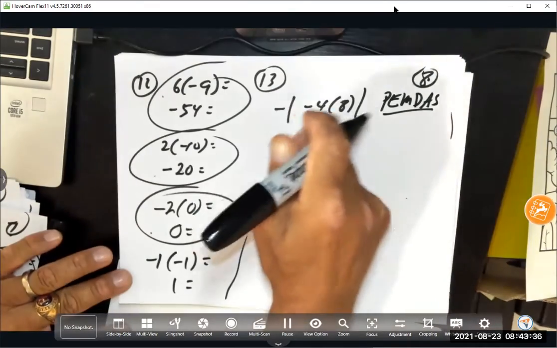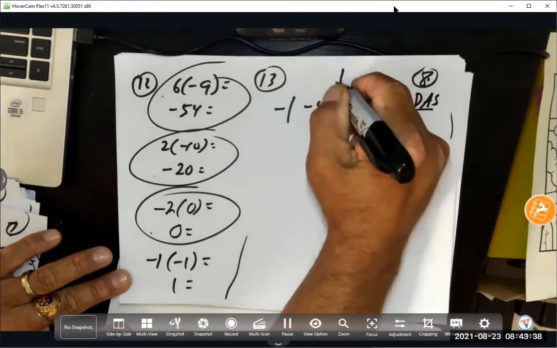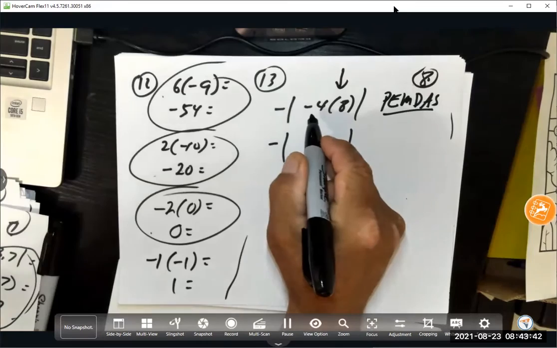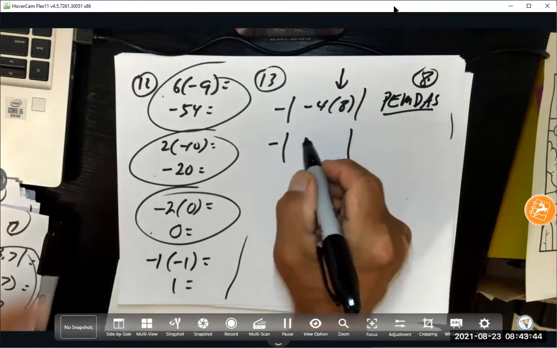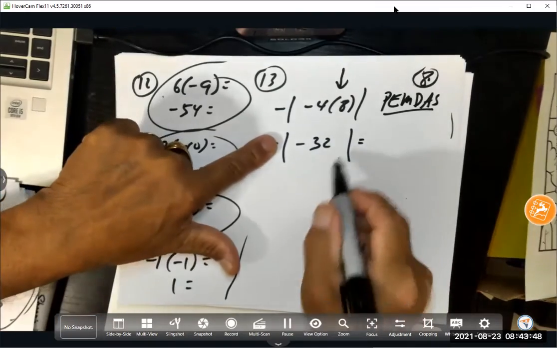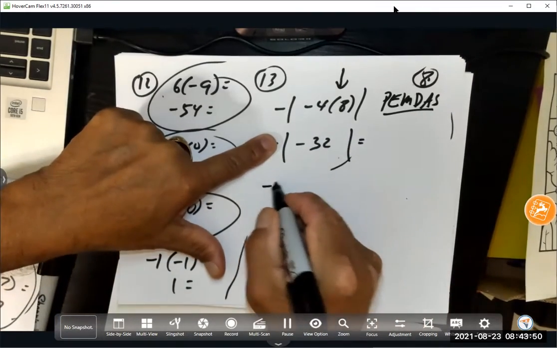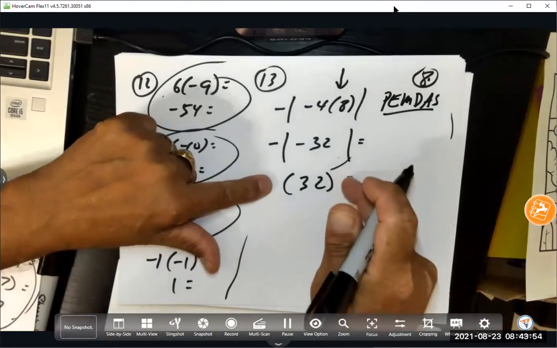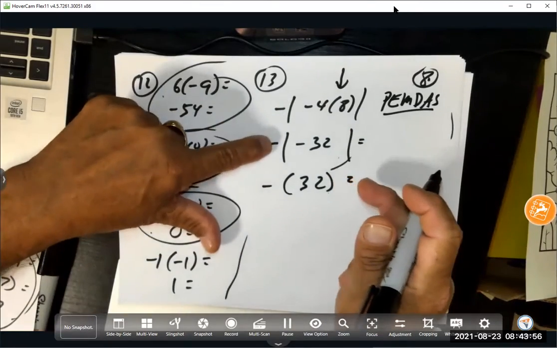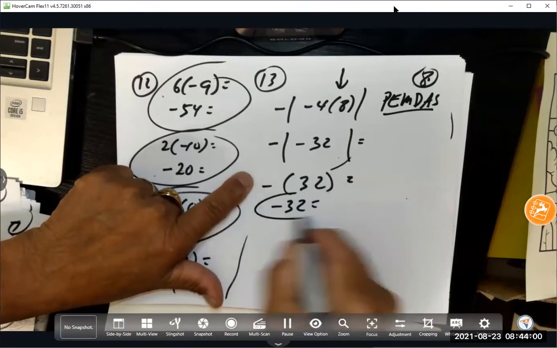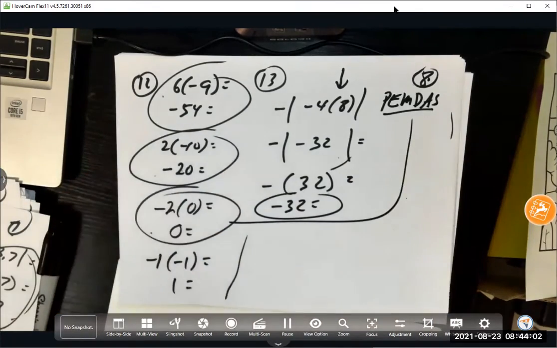Let's do this absolute value here. Let's do this part first, right here, inside there. So the negative, leave it there. We'll just do this part first. Negative 4 times 8 is a negative 32. So now the absolute value of negative 32 is 32. Convert it from this one to this one. Now the minus sign stays, so the answer is minus 32 at the end, like that. Does that make sense for that one?